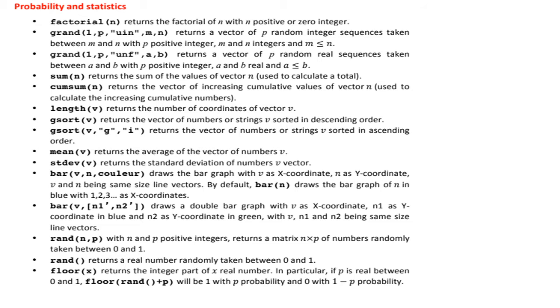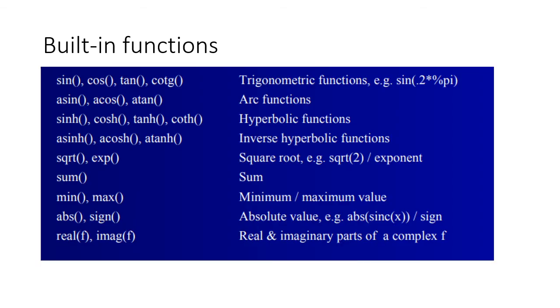To display a chart, we'll be using bar. Then rand with dimensions will display random numbers in the form of a matrix. Then rand will display a random number between 0 and 1. Then floor will give you the floor integral part of x. So these are the built-in functions just as discussed earlier. I just brought them in a single snapshot.